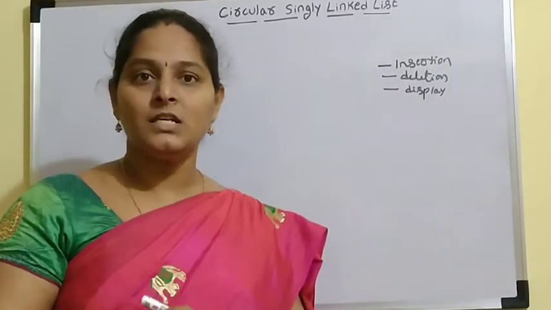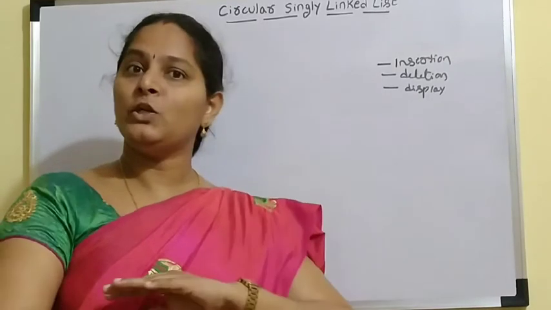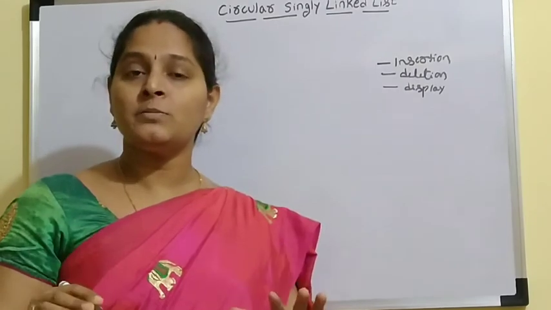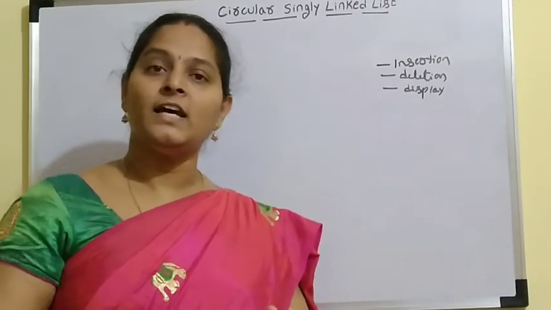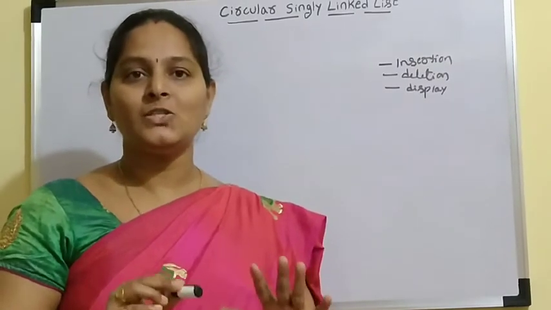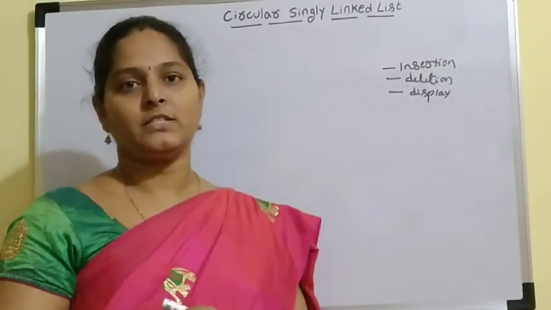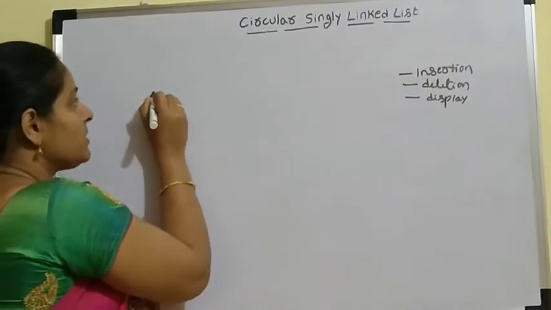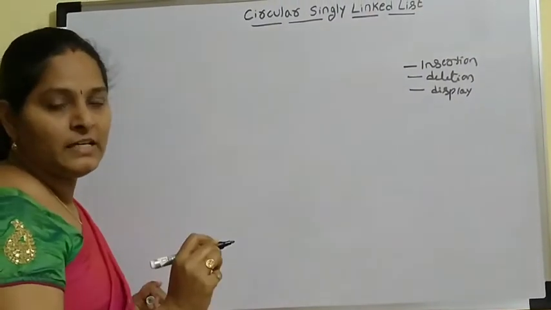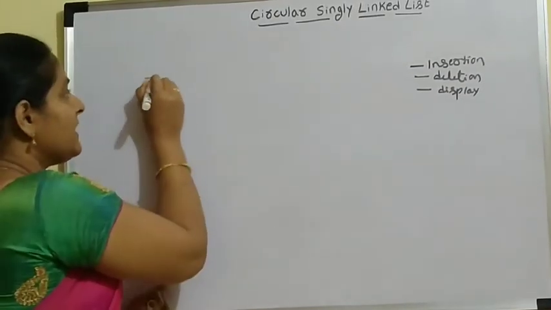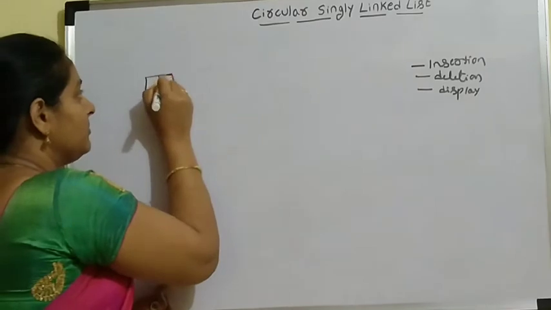In circular single linked list, there will be no null values in the next pointers. The last node's next field is again circularly connected to the first node. That is the concept of circular single linked list. Let us see the diagram of the circular single linked list. First of all, it is a single linked list, so each node contains two fields, data field as well as next field.